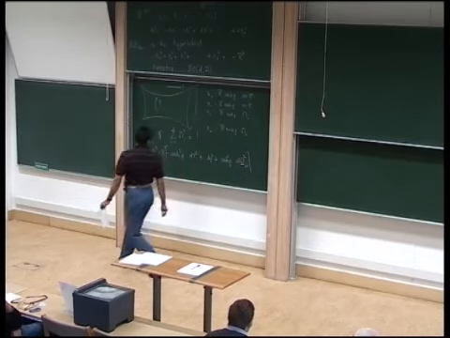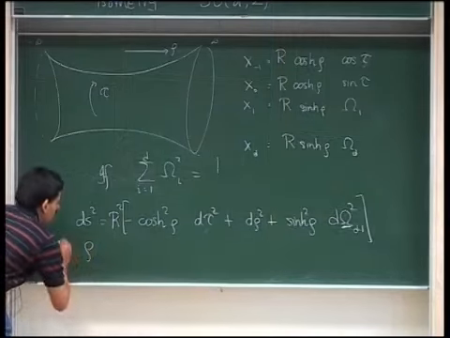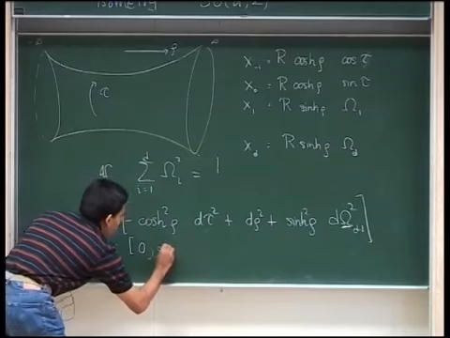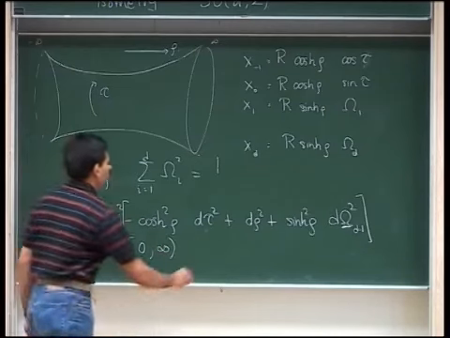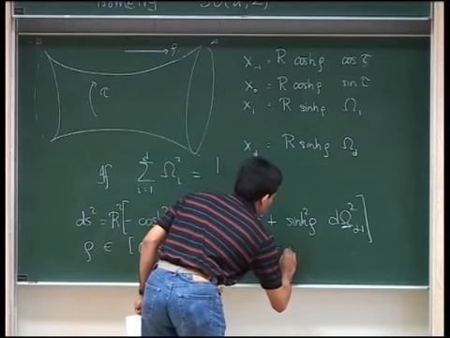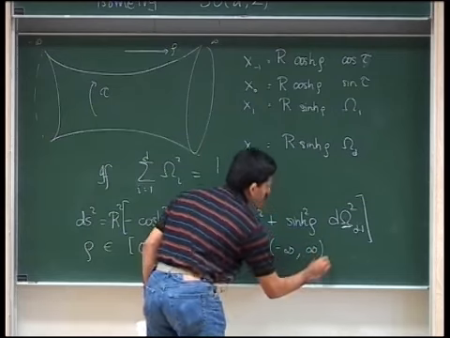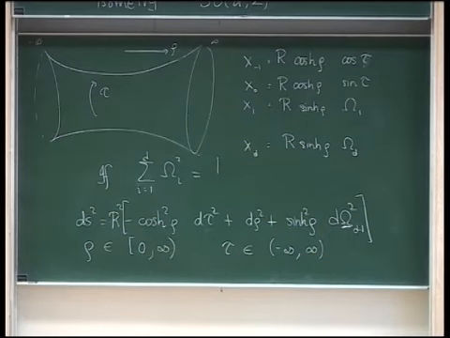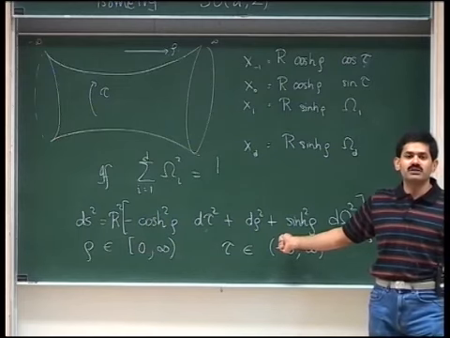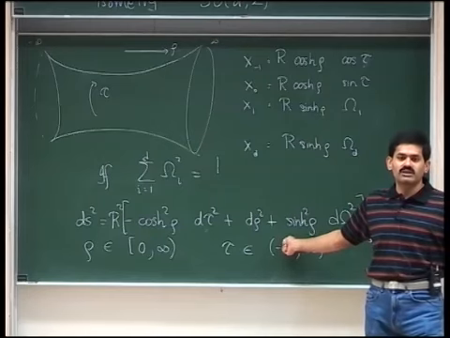So at the end of the day, I want rho taking values in 0 to infinity and tau taking values on the real line. And these coordinates are usually referred to as global coordinates on AdS.